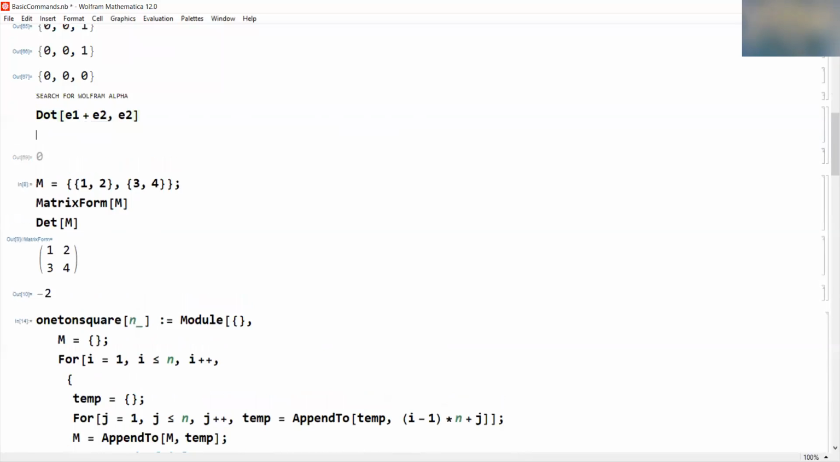So this is taking too long. So I've got (1, 1, 0) dotted with (0, 1, 0), right? The dot product should just be 1, right? It's going to be the first component 1 times 0, plus the second component 1 times 1, plus the third component 0 times 0.